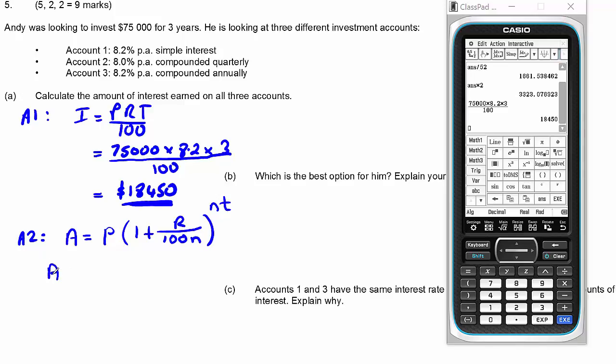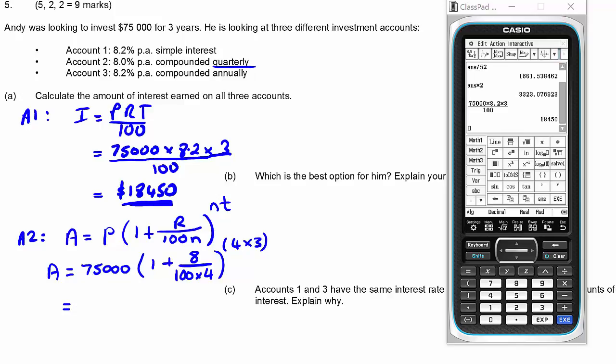So in this particular case, we invested 75,000, so that's the principal, and this is 8 for the interest rate. Now that's quarterly, which means 4 times a year. So n is going to be 4 down there, and then the power up here, we're doing it for 3 years, so that's going to be 4, the number of times we compound in a year, multiplied by 3, the number of years. So t is the number of years.